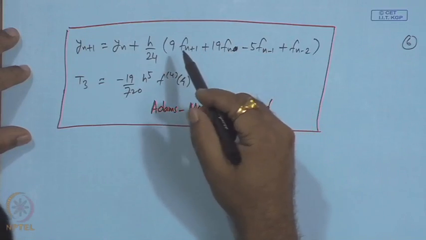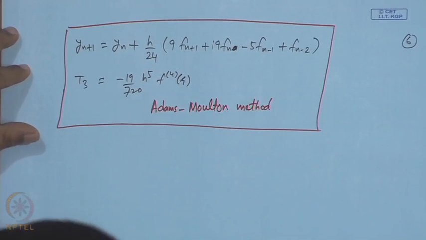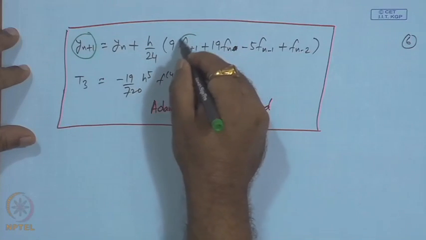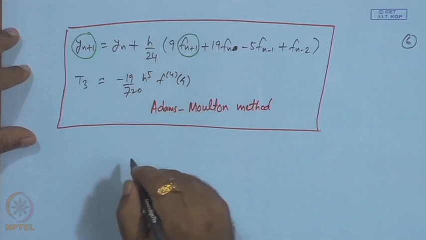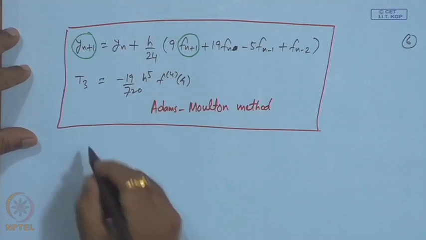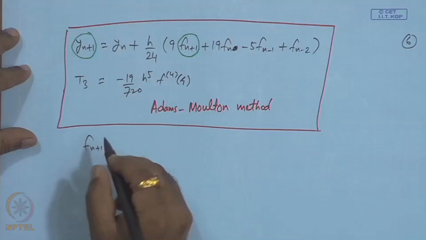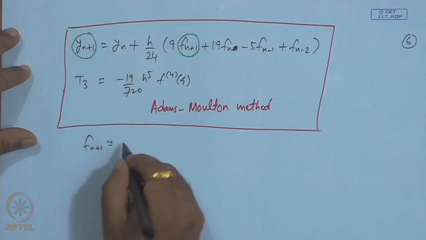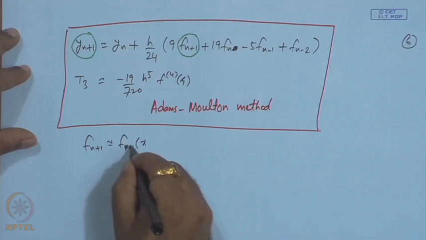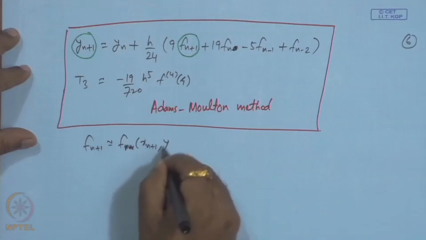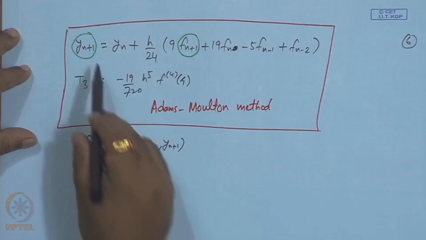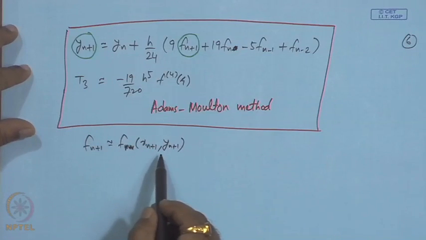method. Why is it implicit? The implicit nature comes from, because in order to calculate f of, so this is implicit in this sense.